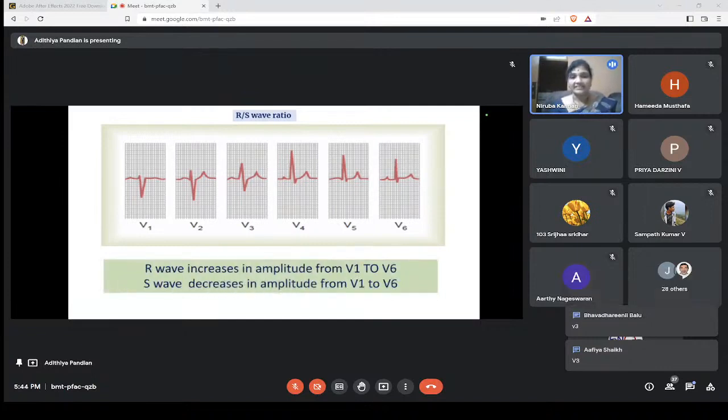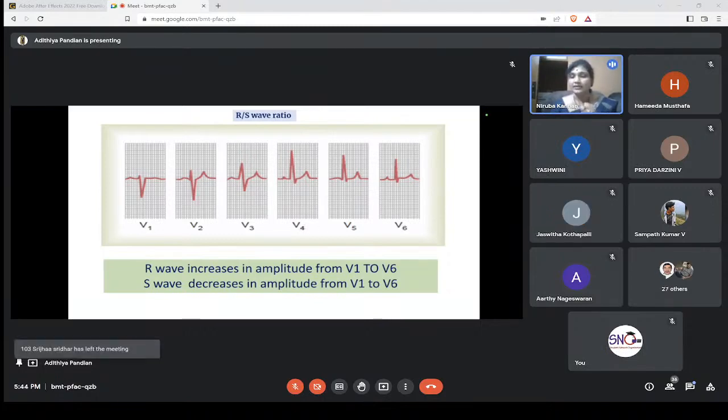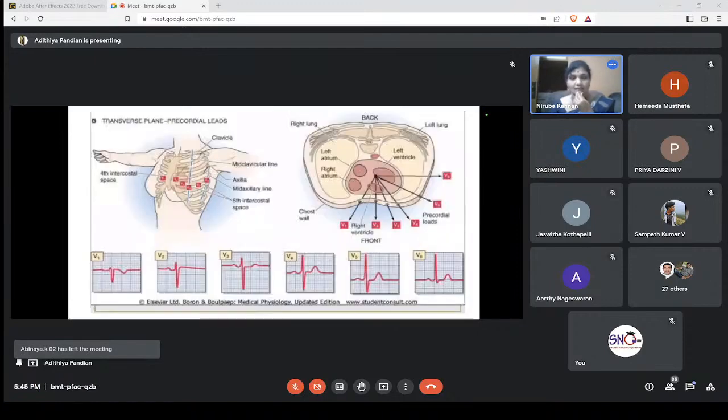R wave increases in amplitude from V1 to V6, and S wave decreases in amplitude from V1 to V6. This is a very, very important clinical finding. This we call R wave progression. Because of the position of the leads V1 to V6, there will be a positive deflection, and only in V5 and V6 we get a normal amount.